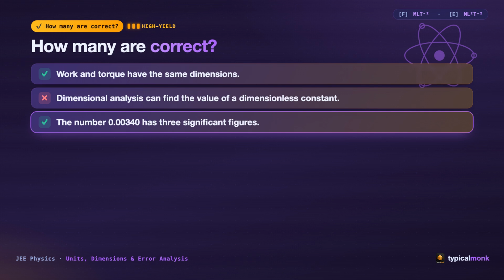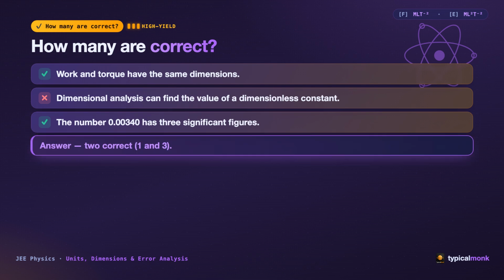Statement 3. The number 0.00340 has 3 significant figures. Count only from the first non-zero digit. So, how many are correct? 2 statements, the first and the third.